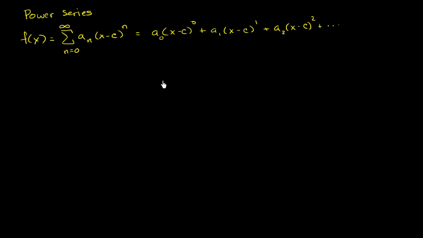Bond traders will actually use a power series approximation to figure out what a bond price might do, or what the corresponding implied interest rate on a bond might be. But we're not going to worry about that right now. We're just going to deal with it a little bit more mathematically.